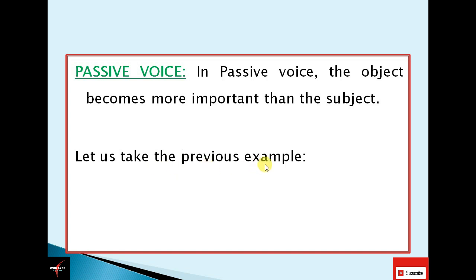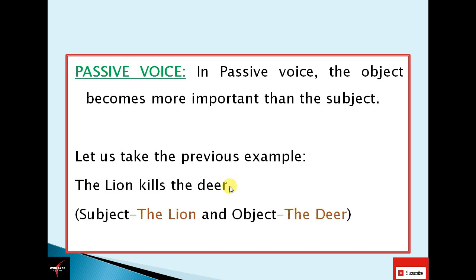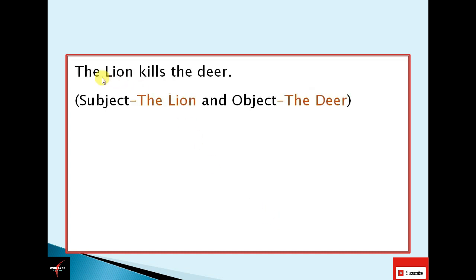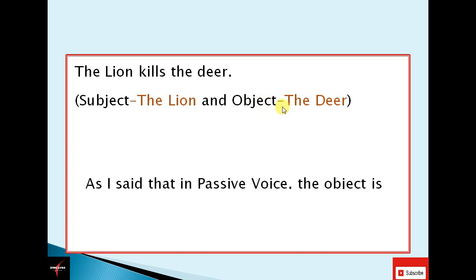Let us take the previous example. The lion kills the deer. Okay, so the lion we learn is the subject and the deer is the object. You can see here also that subject is the lion and object is who? Object is the deer. Object we have learned, object means target also. Let's move on. So the lion kills the deer, the lion is the subject, and the deer becomes the object.